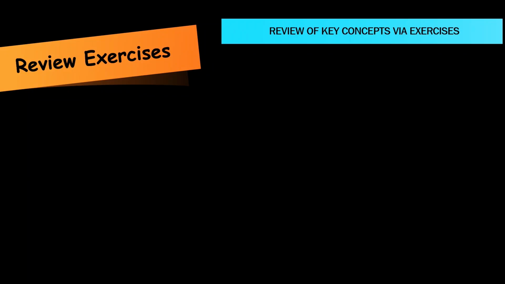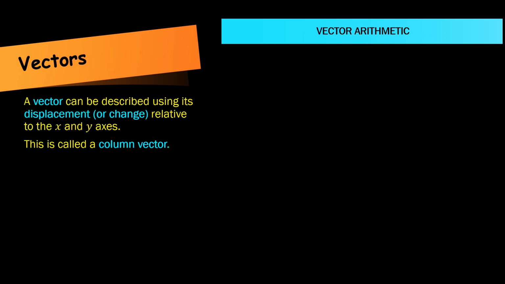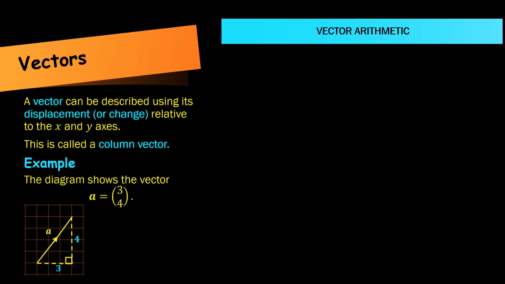Before solving the first exercise, we're going to take a look at some theory which will help us to solve it. A vector can be described using its displacement or change relative to the x and y axes. This is called a column vector. For example, the diagram shows the vector a equals (3, 4).